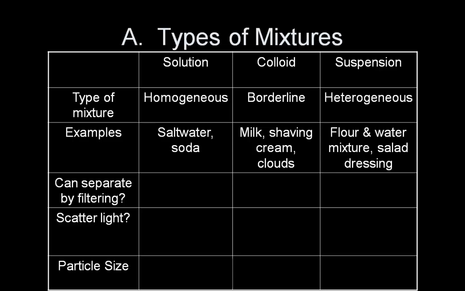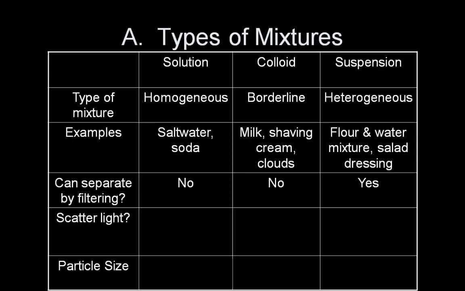Now, if you don't know what's in something, you can do a few tests to figure out what kind of mixture it is. First of all, you could filter it, like put it on a funnel, put a piece of filter paper in there, and try to pour the solution through, or the colloid through, or the suspension through. What you would see is this. In a solution, you would not be able to separate it in its 2 parts just by filtering it. Like salt water, the salt and the water are going to go through the filter paper. Same thing for colloids. The milk would go through the filter paper. But a suspension can be separated this way. If you took sand and water or flour and water and tried to do this, you would end up with the flour or the sand on the filter paper and the water going through.